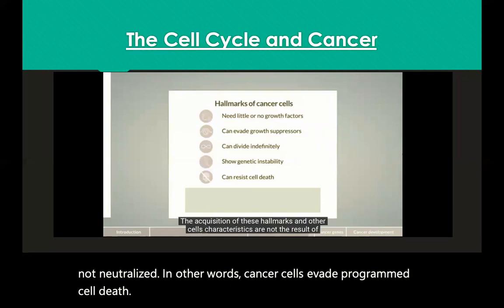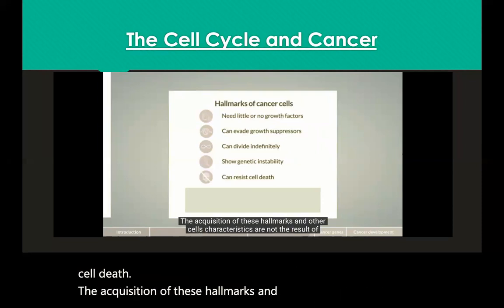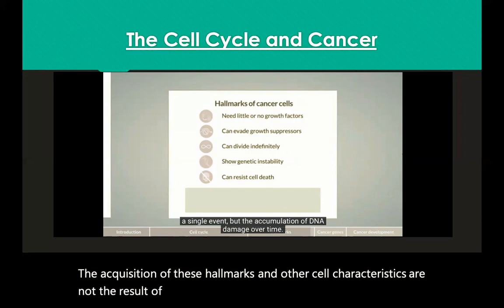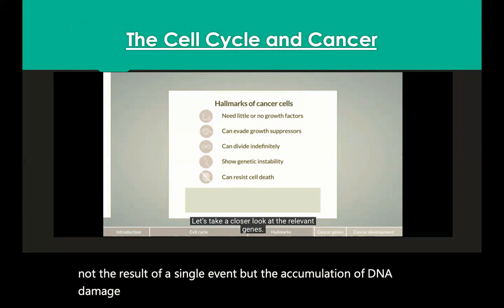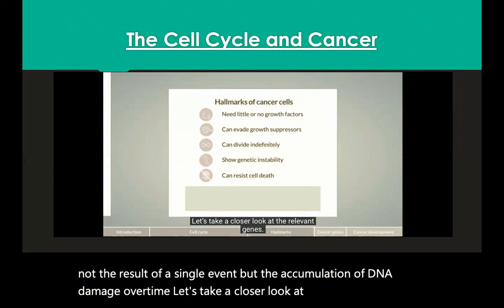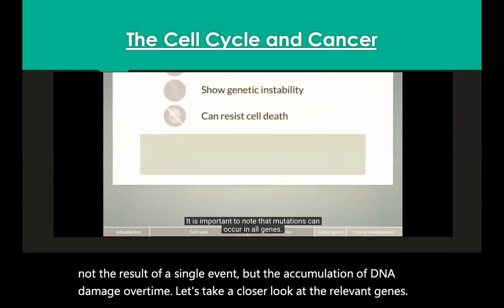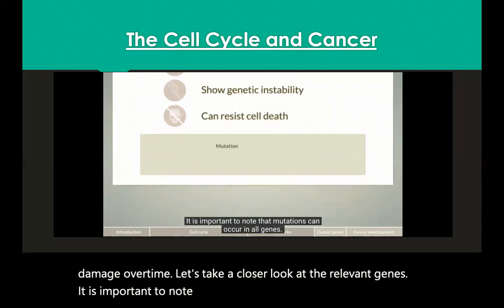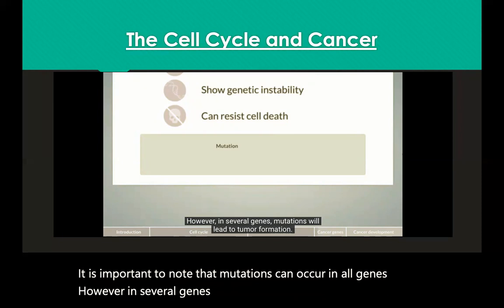The acquisition of these hallmarks and other cell characteristics are not the result of a single event, but the accumulation of DNA damage over time. Let's take a closer look at the relevant genes. It is important to note that mutations can occur in all genes. However, in several genes, mutations will lead to tumor formation.